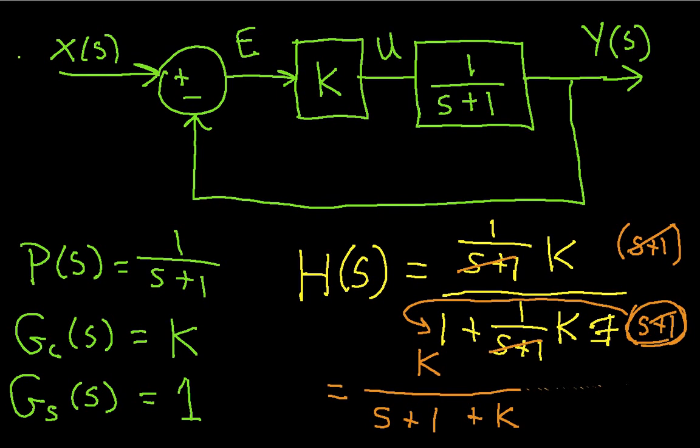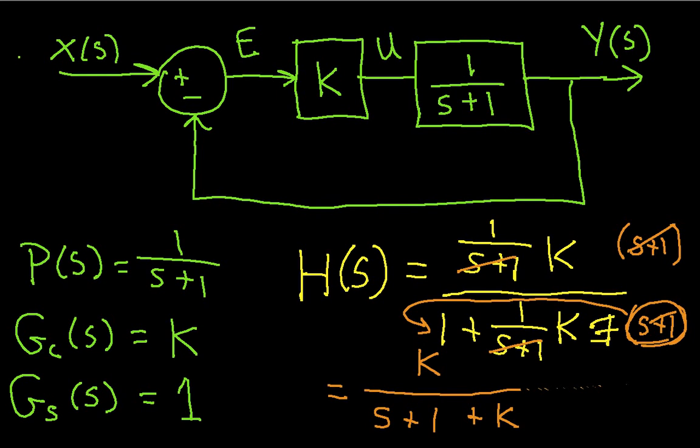So basically, what we have then is the transfer function is K over s plus 1 plus k. Okay, so that's the transfer function from input to output.